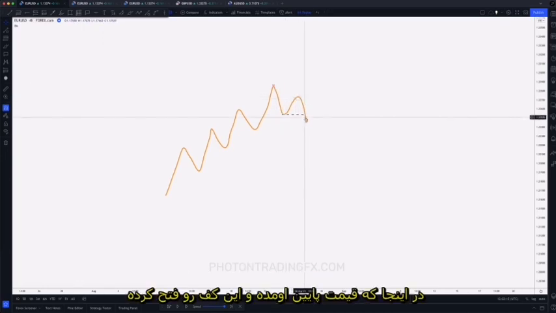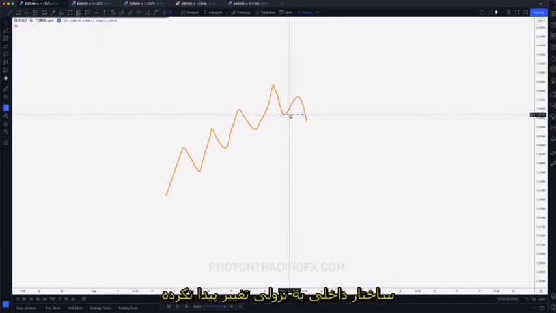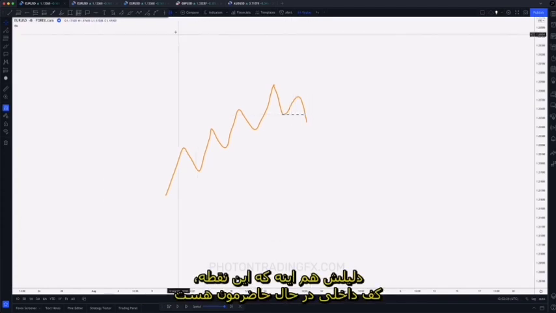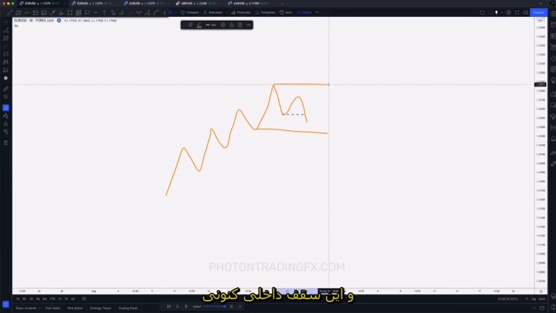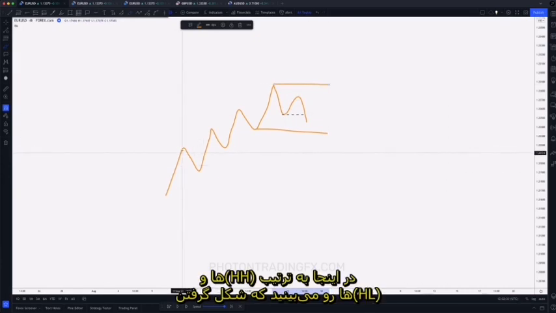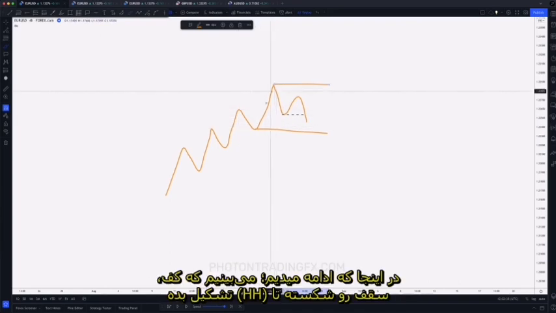So at this point here, when price comes down and takes out this low, the internal structure has not shifted bearish. Right? And the reason why it has not shifted bearish is because this is the current internal low and this is the current internal high, right? Because you can see here, higher high, higher low, higher high, higher low, higher high, higher low, right? This continues, right? This low breaks the high to form a higher high.